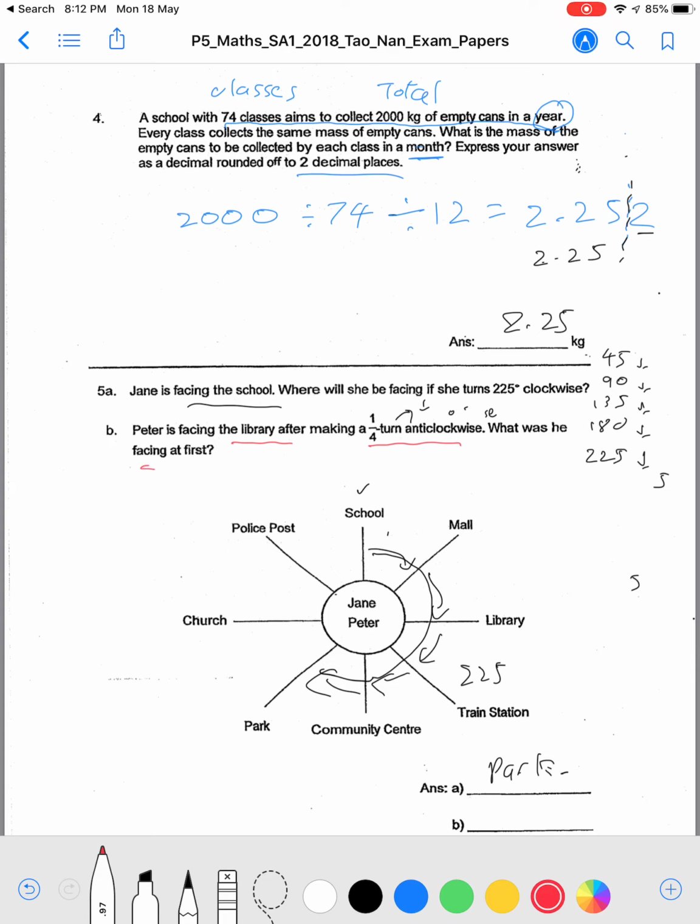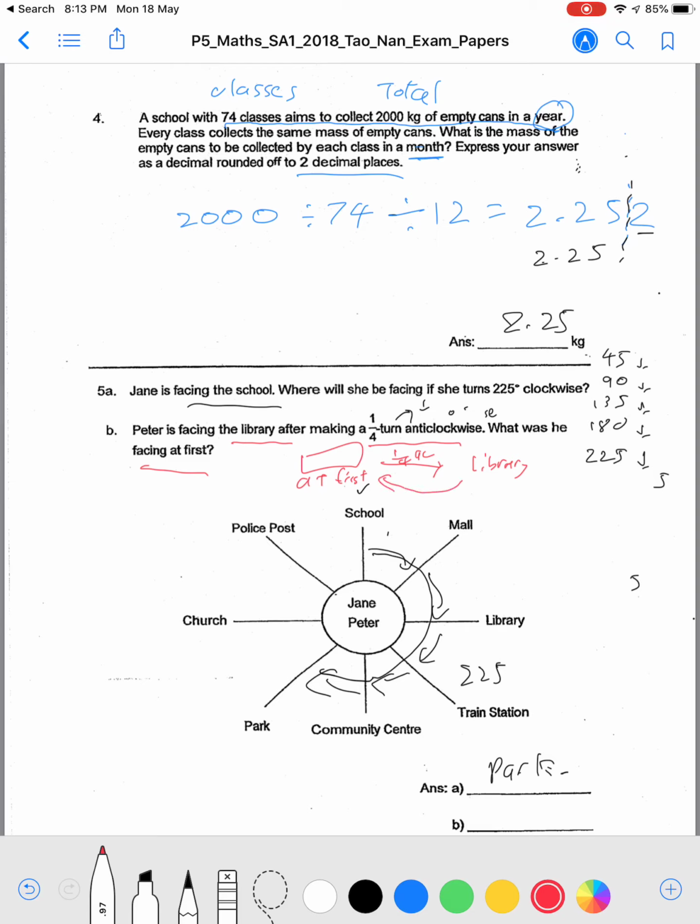So you want to find where he is at first. At first we know we are working backwards, right? Turning 1/4 anti-clockwise gives you the library, correct? He will be at the library. So how to find it at first? At first you have to work it backwards.